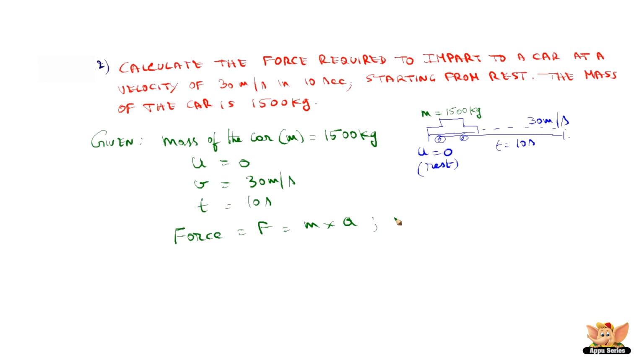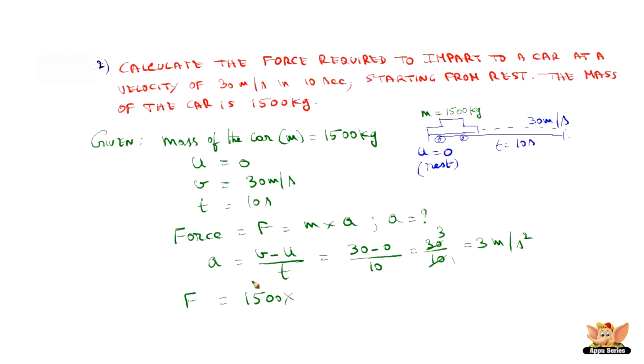Now we do not know what the acceleration is. So A can be found from the given parameters as V minus U by T, since we know the first equation of motion as V is equal to U plus AT, which is nothing but 30 minus 0 by 10, which is 30 by 10, 3 meter per second square. Applying this in the force equation, we get F is equal to mass 1500 and acceleration 3. So this becomes 4500 newtons.